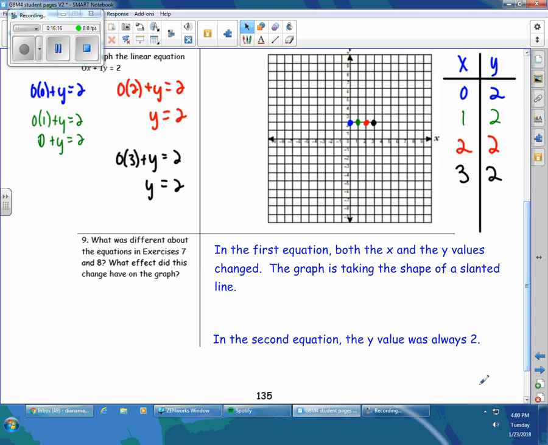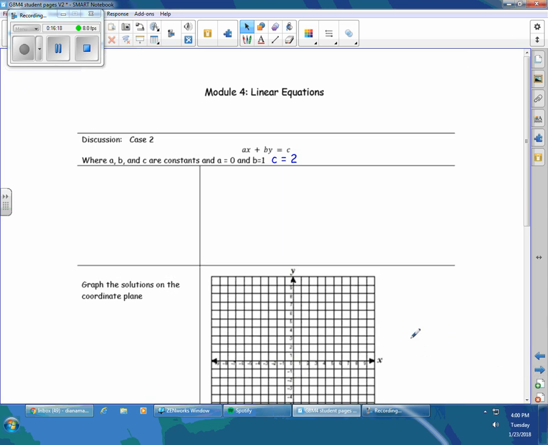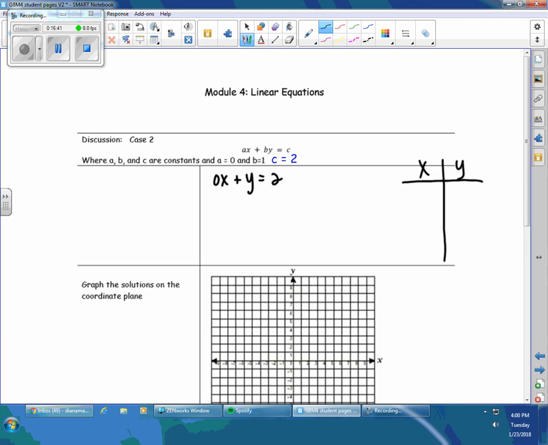All right, so let's look at the discussion. Again, we have to substitute in some values. And I'm going to say c equals 2 because, again, that was forgotten. So I'm going to draw my t-chart, x and my y values. And if 0 times x plus 1 times y, or just y, equals 2, regardless of what I plug in for my x, my y is always going to be 2, just like it was on the other page. So I'm just going to copy my t-chart from the other page since we're still going with a 2 here.